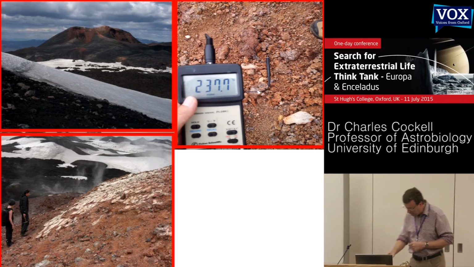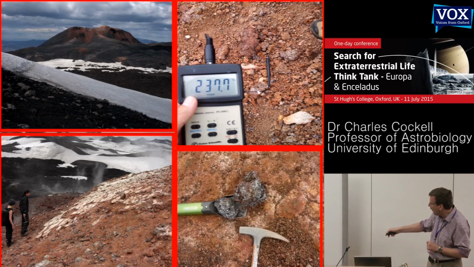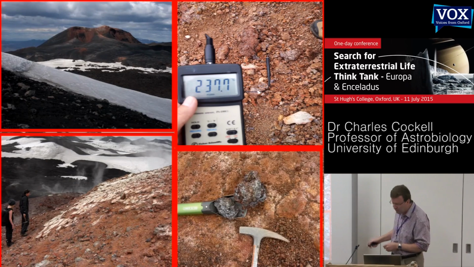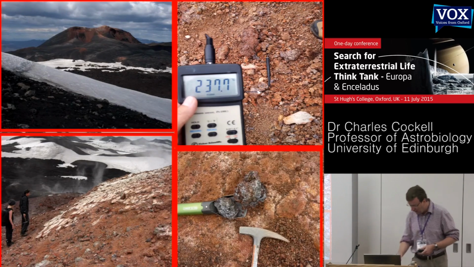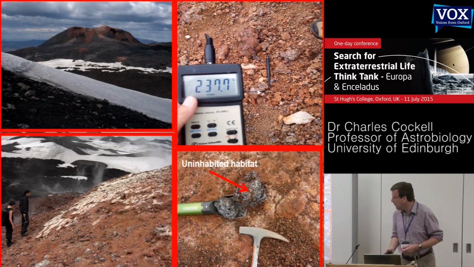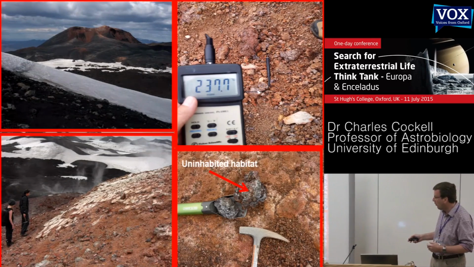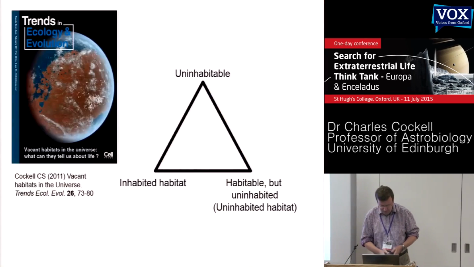If I get a rock hammer and I take out a rock from just beneath the surface and I leave it on the surface, at the moment that rock drops below the upper temperature limit for life, which is 122 degrees at the current time in the literature, this rock becomes an uninhabited habitat. It's now habitable with respect to known life, but it contains no life. So this is an example of an uninhabited habitat. I'll come back to that later.